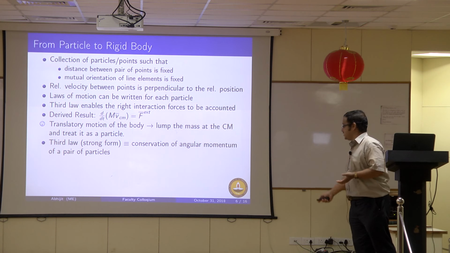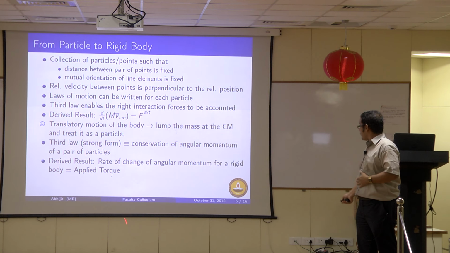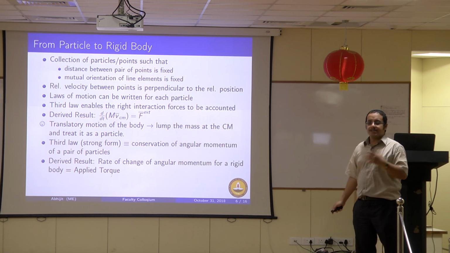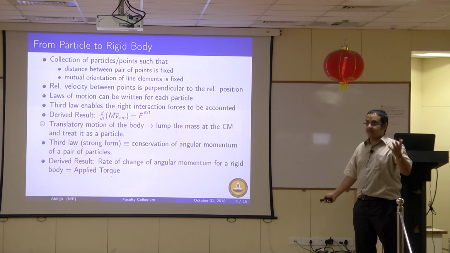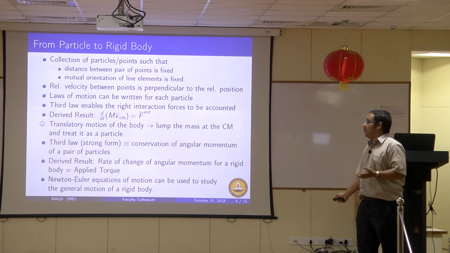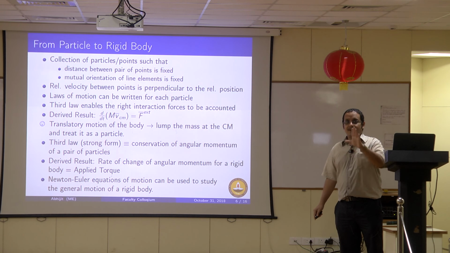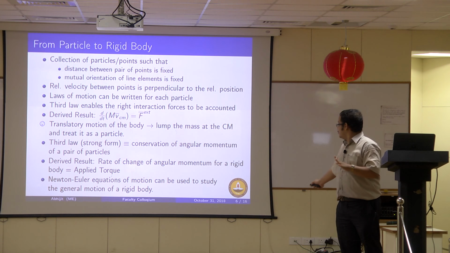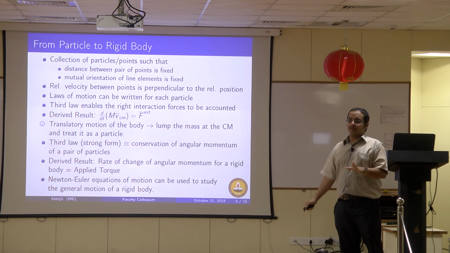So the strong form of the third law is effectively the conservation of angular momentum in a very disguised fashion. With that, you can see the derivation given in very classical textbooks. You can also derive the result that the rate of change of angular momentum equals the applied torque, and that together with Newton's law will finally give you what is known as the Newton-Euler equations of motion. And on record, I hang my head in shame to note that most of us live and die as engineers without knowing the Newton-Euler equations.